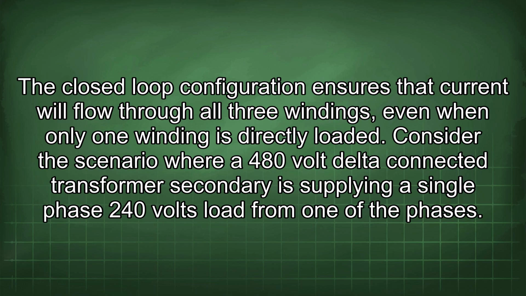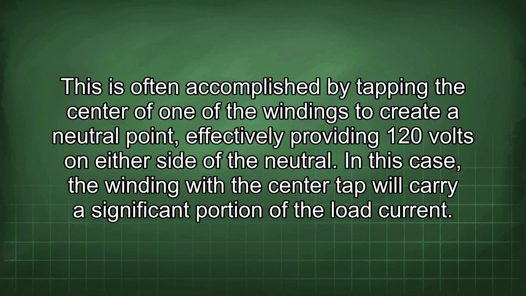Consider the scenario where a 480-volt delta-connected transformer secondary is supplying a single-phase 240 volts load from one of the phases. This is often accomplished by tapping the center of one of the windings to create a neutral point, effectively providing 120 volts on either side of the neutral.